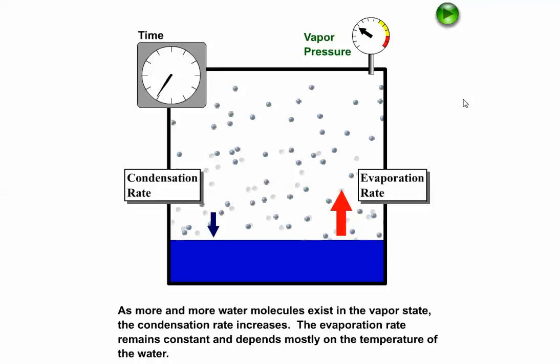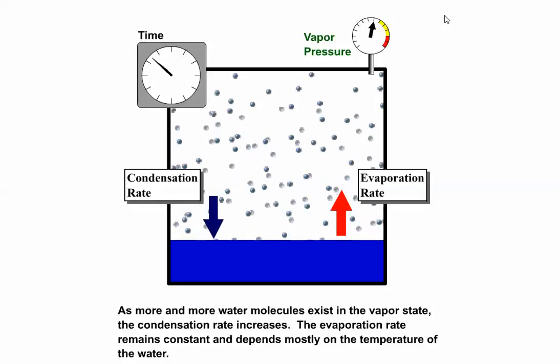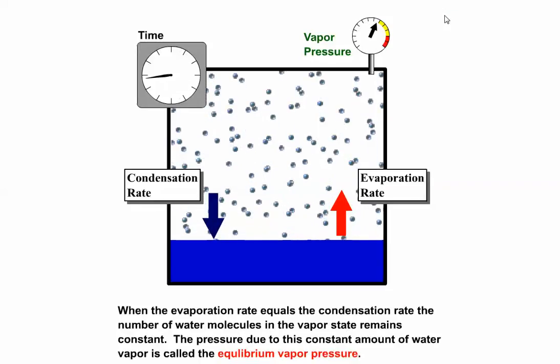As we get those water vapor molecules over the water, some begin to condense back into liquid water. And the rate of that condensation depends on the amount of water vapor molecules that are present. So as time goes on and we get more and more water vapor present over the water and our vapor pressure increases, our condensation rate continues to increase until it equals the evaporation rate.